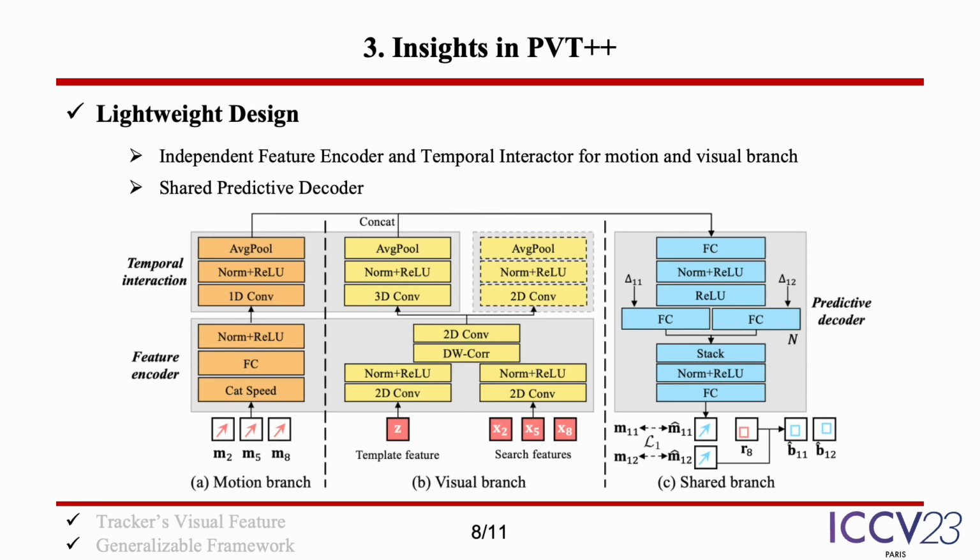We finally display the lightweight network design of the predictor module. It consists of independent feature encoders and temporal interactors for motion and visual branches. After the interaction, we use a shared predictive decoder to get the relative motions. These network layers can have extremely small channels, so that it introduced very few extra latency on board.